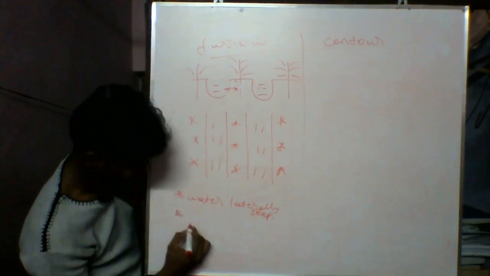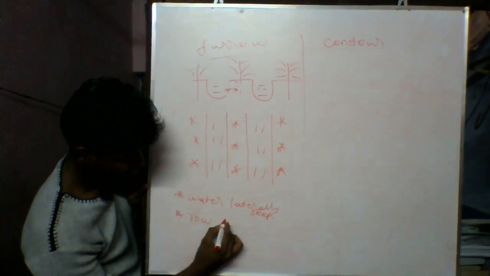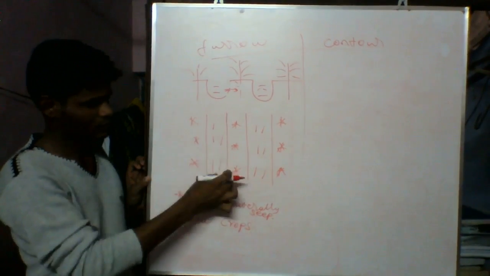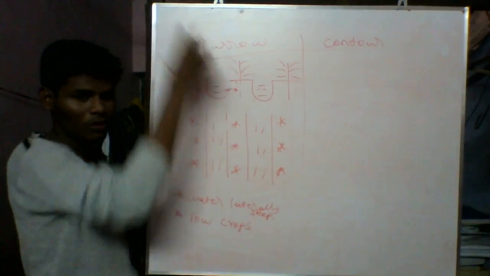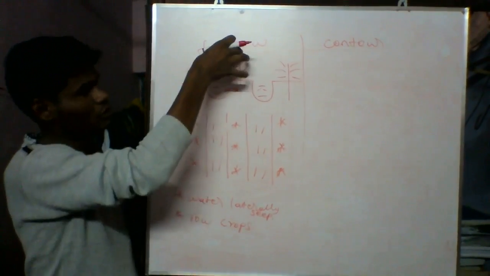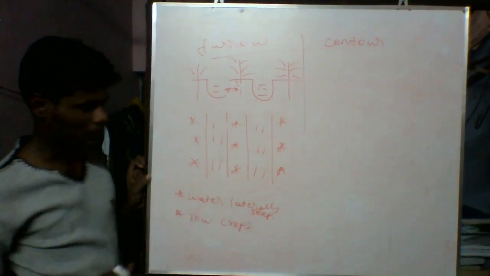Another important point is where this method is used. The furrow method is used for row crops. Row crops means this is like a row, and there are a number of rows available. So the furrow method is used in row crops.